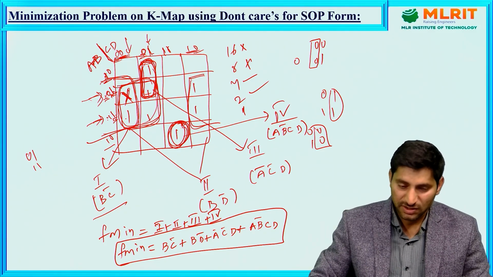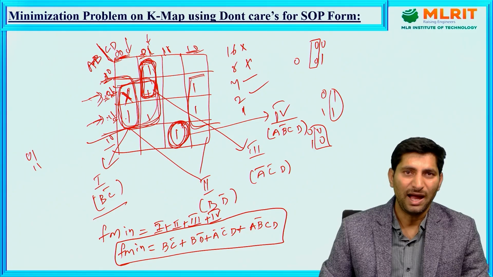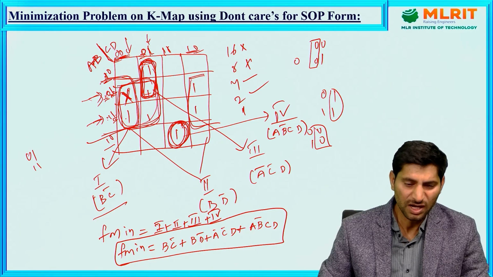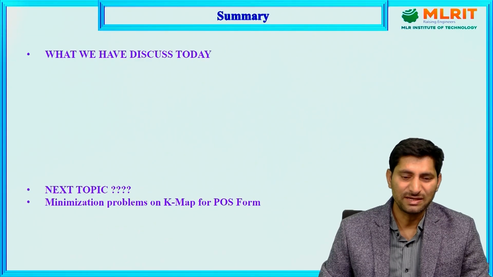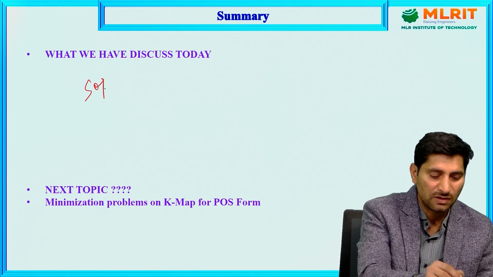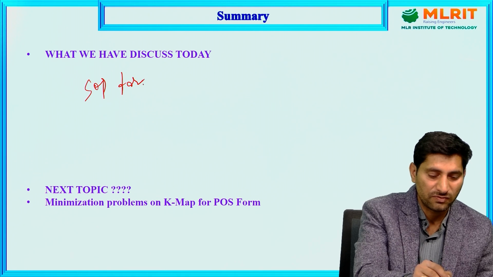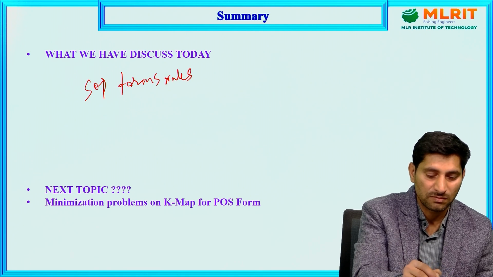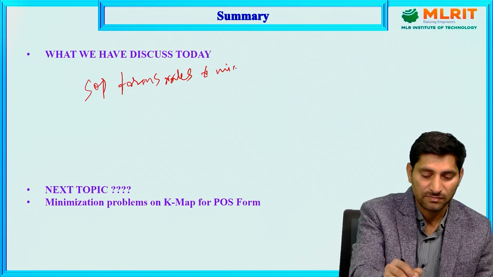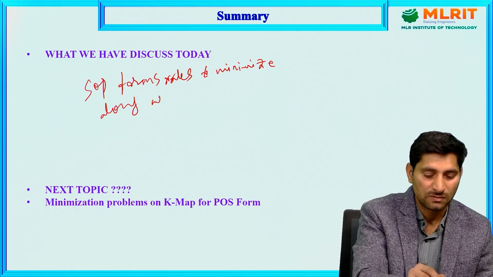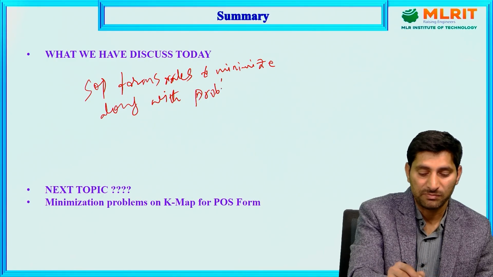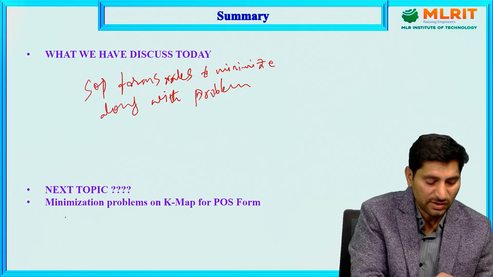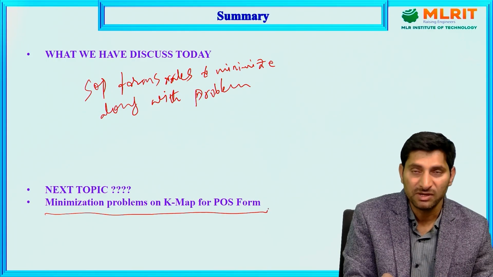So like this, using K-map, I can minimize the given Boolean functions in SOP forms. As of now, we have discussed about SOP forms rules to minimize, along with one problem. Okay. In next session, I am going to discuss about minimization problems on K-map for POS forms.